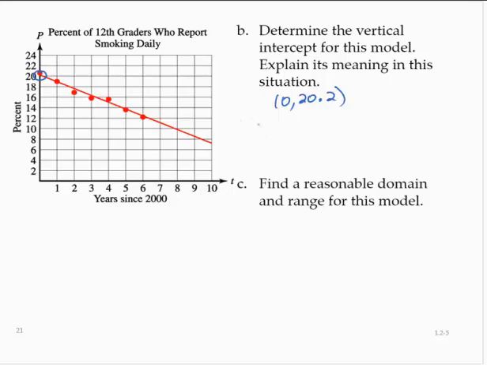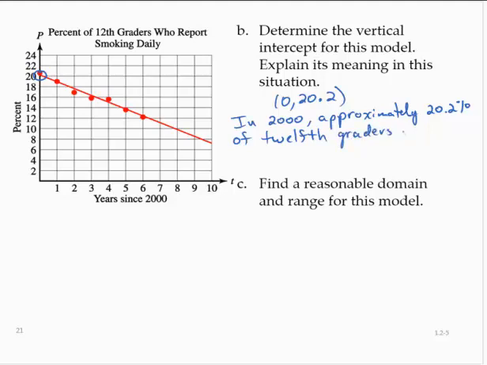Well, 0 means year 2000. In 2000, approximately 20.2% of 12th graders reported that they smoked daily.